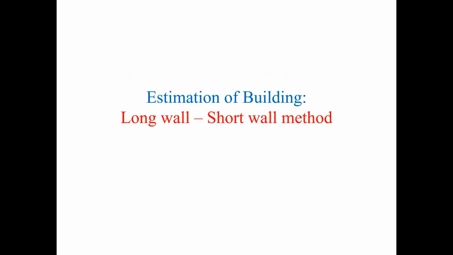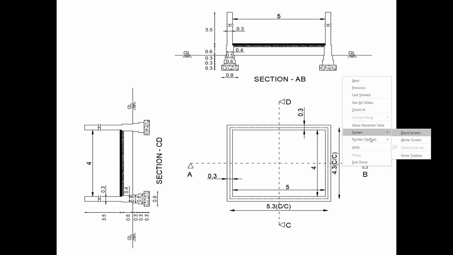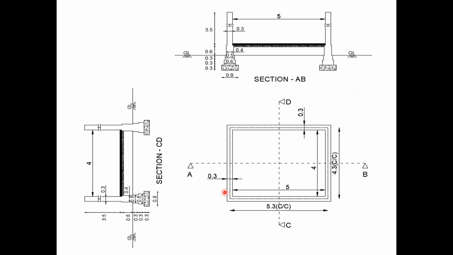In this session, I'll be explaining how to arrive at quantity estimation for a building by the long wall short wall method. Here I have considered a small room of size 5 meter by 4 meter. As you can see here, the length of the room is 5 meters and the width of the room is 4 meters. It's a brick masonry wall. The thickness of the wall is 0.3 meters.